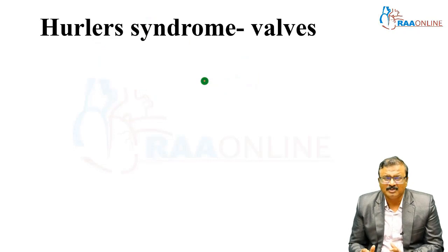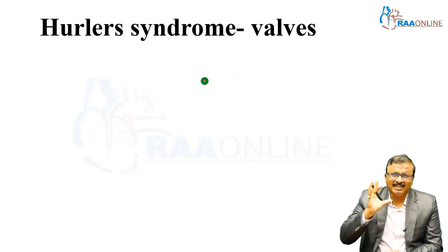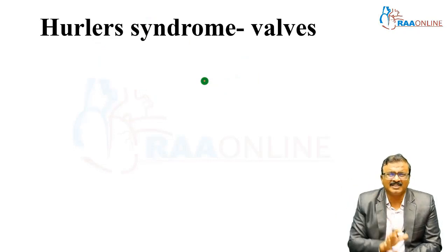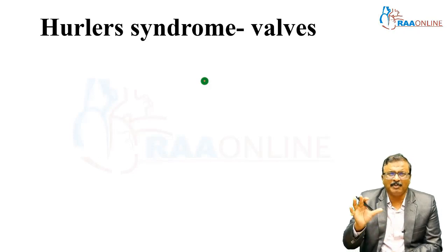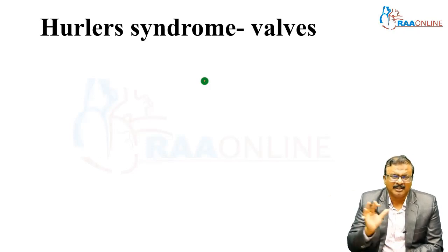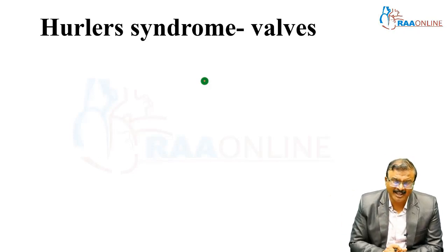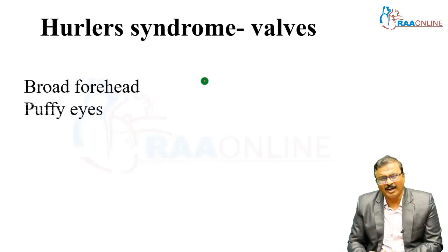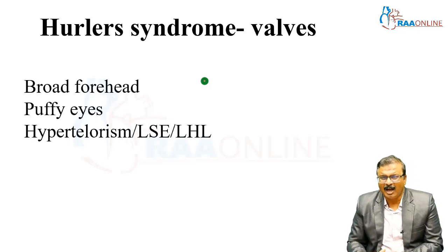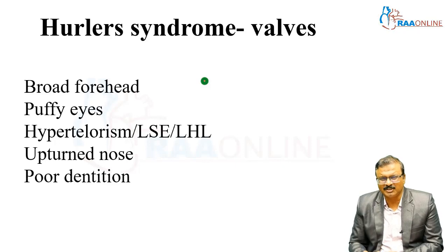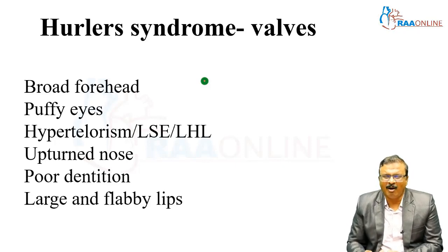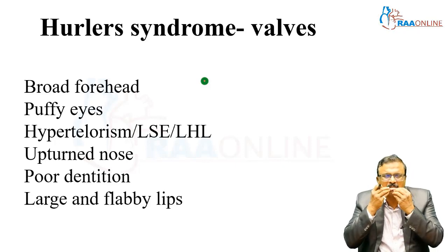Hurler's syndrome, seen with valve involvement, usually the mitral valve is involved. Floppy mitral valve, mitral regurgitation can be there, even the tricuspid is also rarely involved. Broad forehead, puffy eyes, hypertelorism, upturned nose, poor dentition, large and flabby lips.